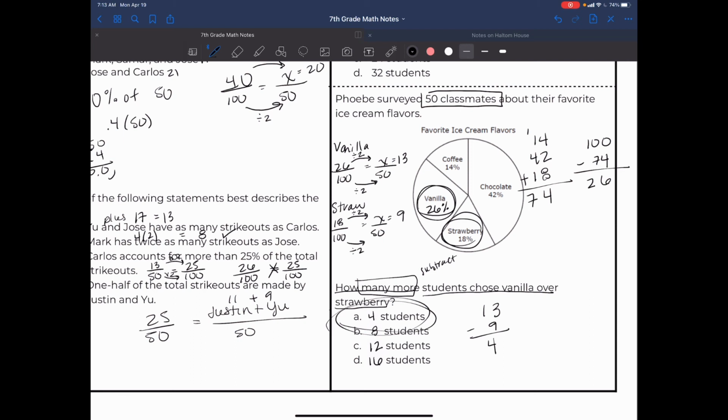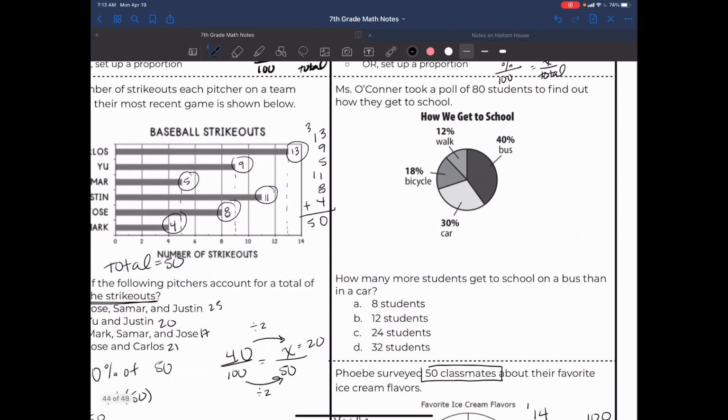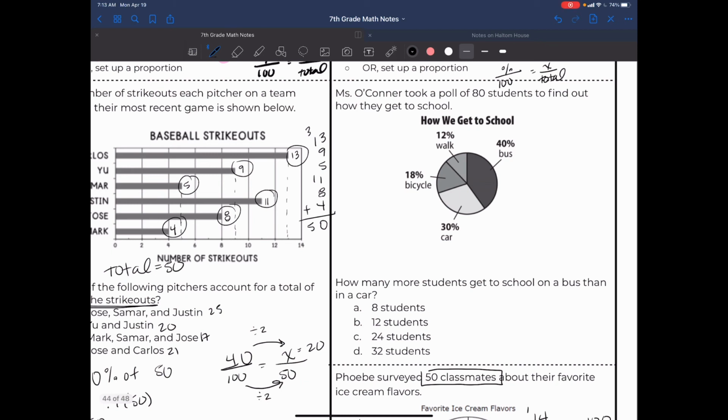Okay, this one actually had a little bit extra step because we needed to figure out what vanilla percentage was, which honestly may be on the test, guys. Be aware of that. But it's okay because a pie is always out of a whole, which is 100 is your whole. Try that same logic with this question, how we get to school, with a poll out of 80 students. So that's your total.